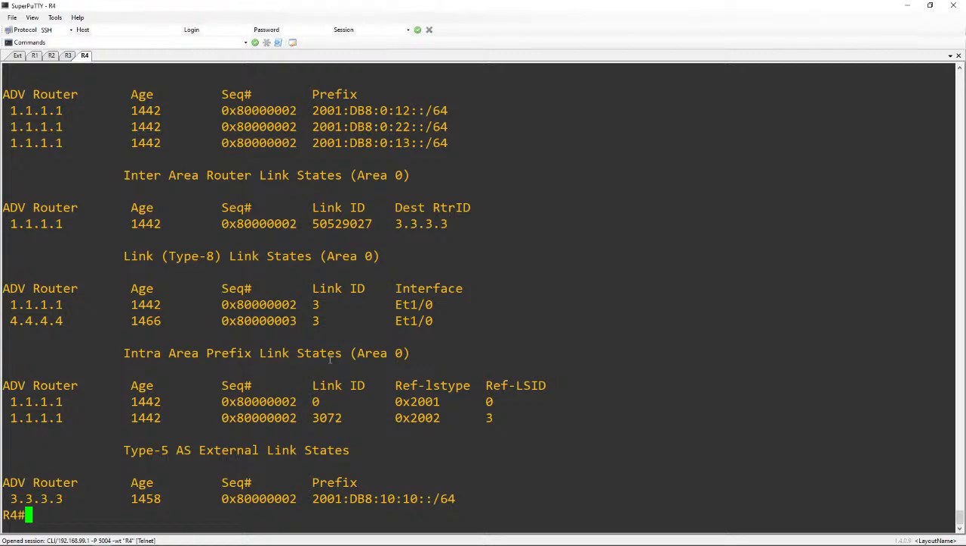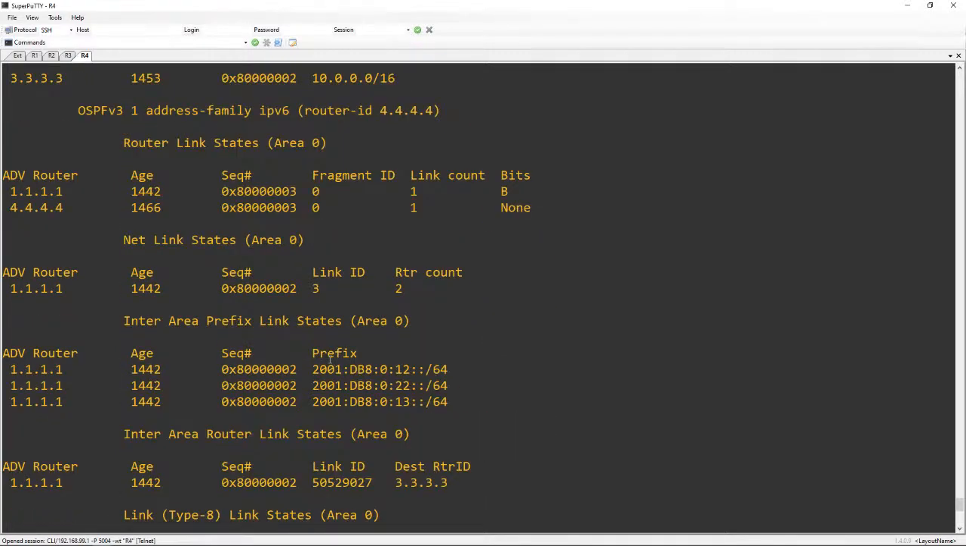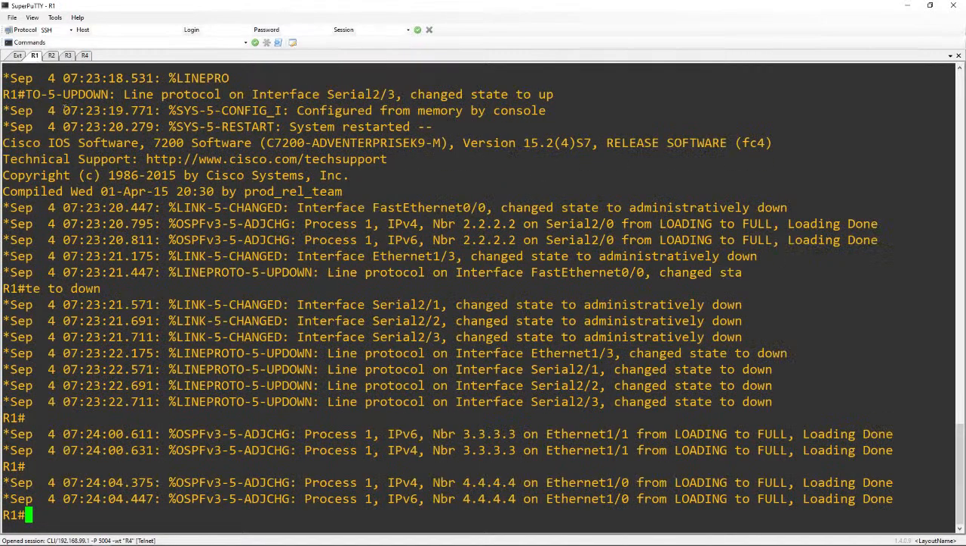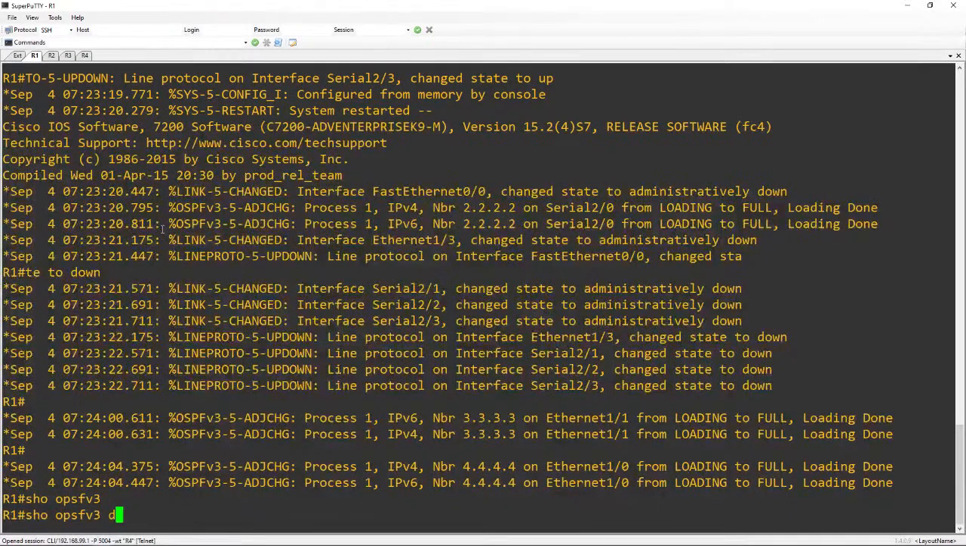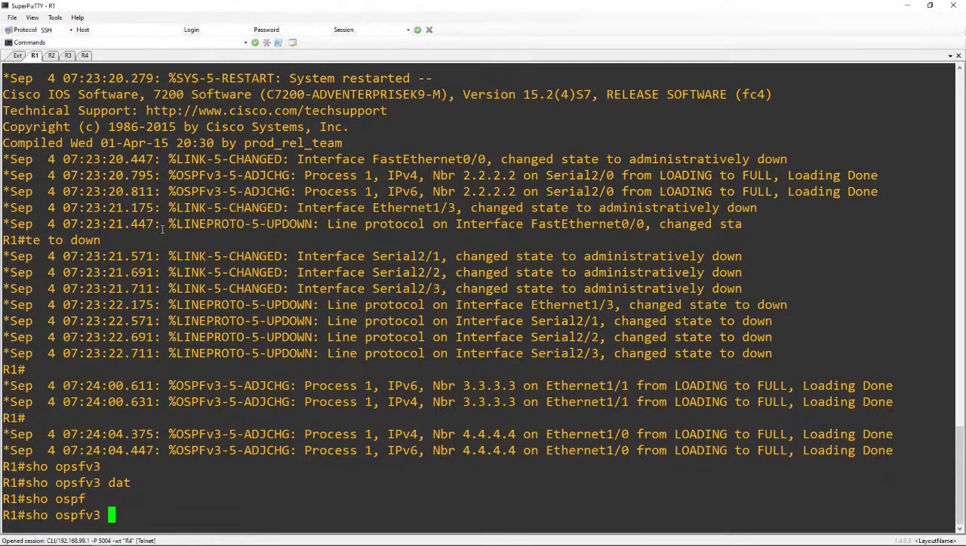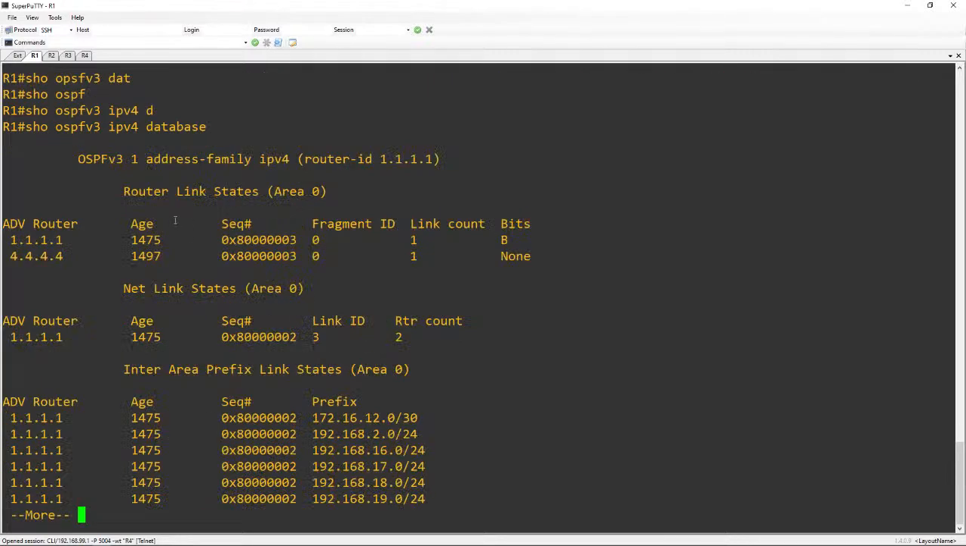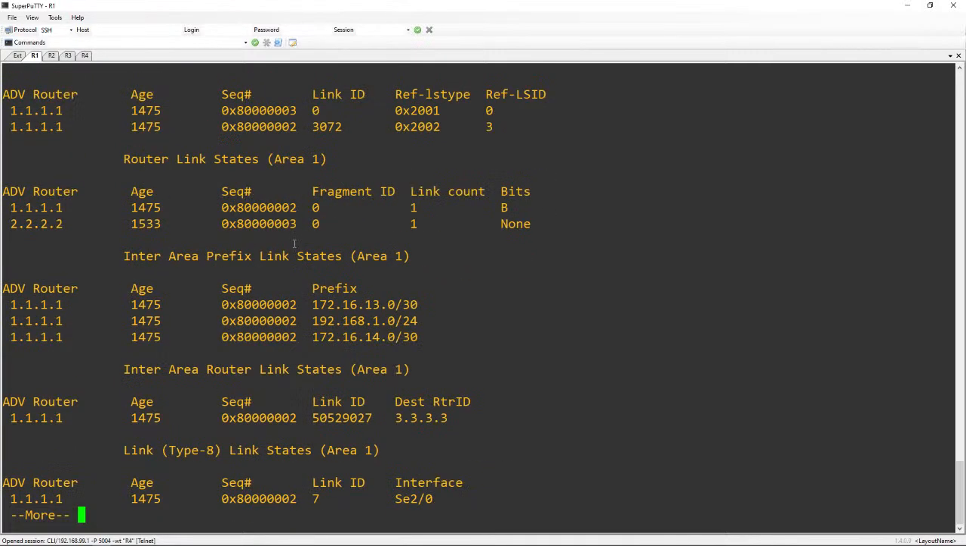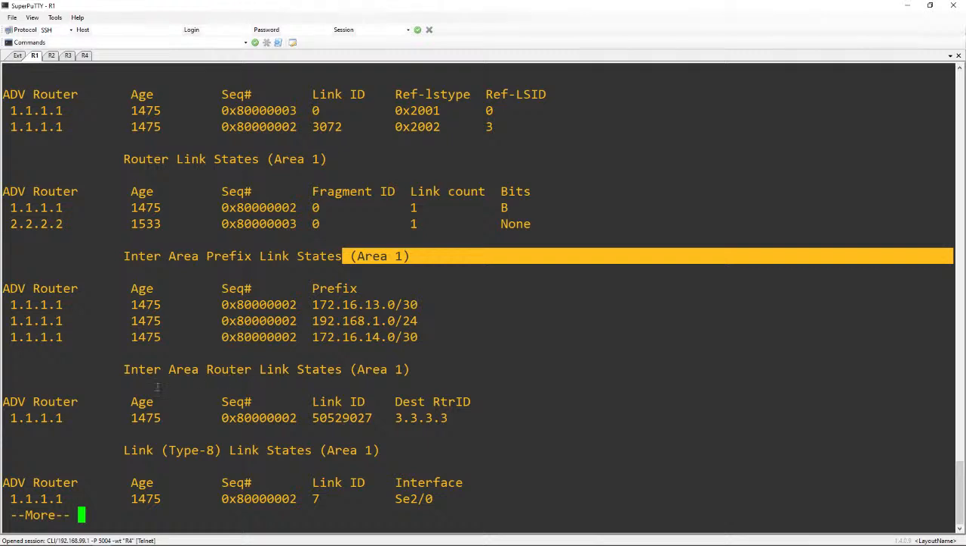And let's keep going here, keep going. Well, this is router 4. So let's go to router 1, show ospfv3 database, show ospfv3 ipv4 database. You'll see here for router 1, because router 1 is participating in multiple areas, you'll see all the area 0 information, then you'll see the area 1 information.